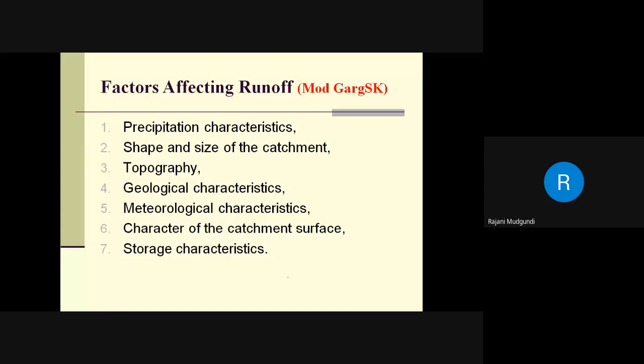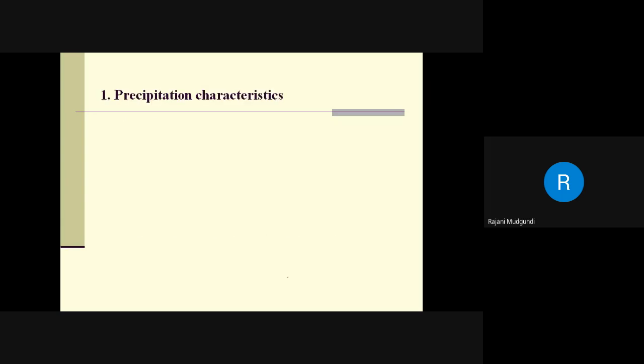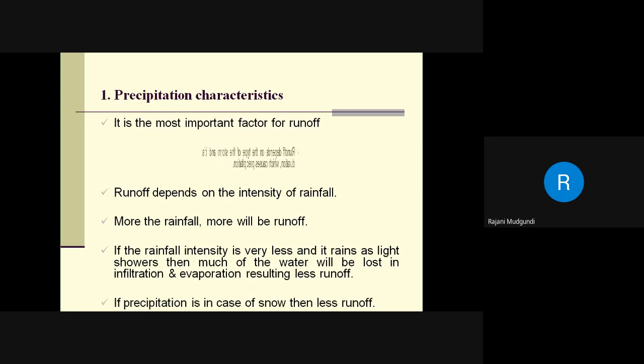For this, the characteristics of soil, meteorological characteristics, and catchment characteristics, all of these we have to study. So the factors affecting runoff are precipitation characteristics, the form in which precipitation is occurring, shape and size of the catchment, topography, geological characteristics, meteorological characteristics, character of the catchment surface and the storage characteristics. We'll discuss all these factors one by one. So first one is precipitation characteristics.